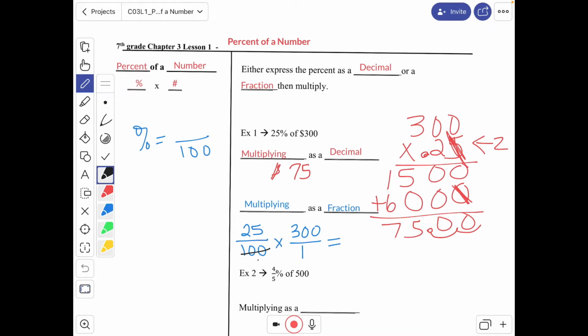So 100 and 300 can both be divided by 100. So 100 becomes 1 and 300 becomes 3. Then we go straight across. 25 times 3 makes 75. And 1 times 1 makes 1. And 75 over 1 is just 75, which is exactly what we got before.